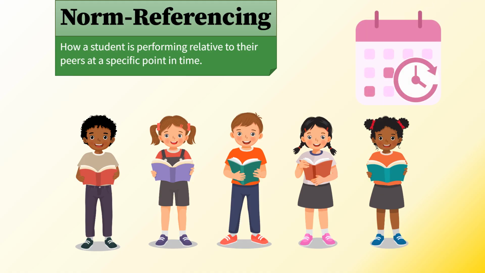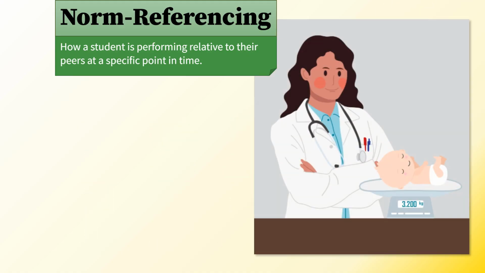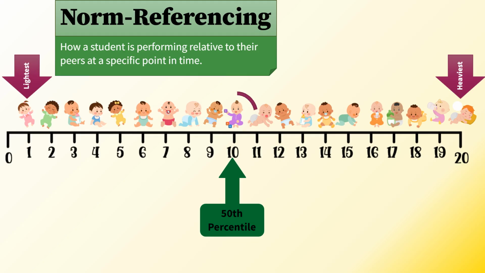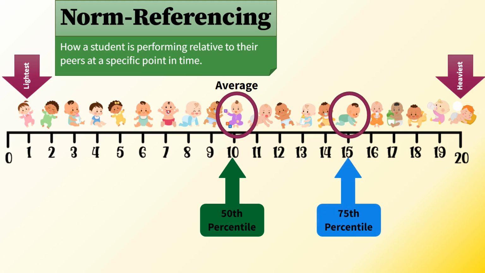A common example of norm referencing is the baby weight growth chart at the pediatrician's office. This chart shows which percentile a child's weight falls in. A child in the 50th percentile has an average weight. A child at the 75th percentile weighs more than 75% of the babies in the norm group, and they weigh the same or less than the heaviest 25% of the babies in the norm group. A child at the 25th percentile weighs more than 25% of the babies in the norm group, and the same or less than 75% of them.